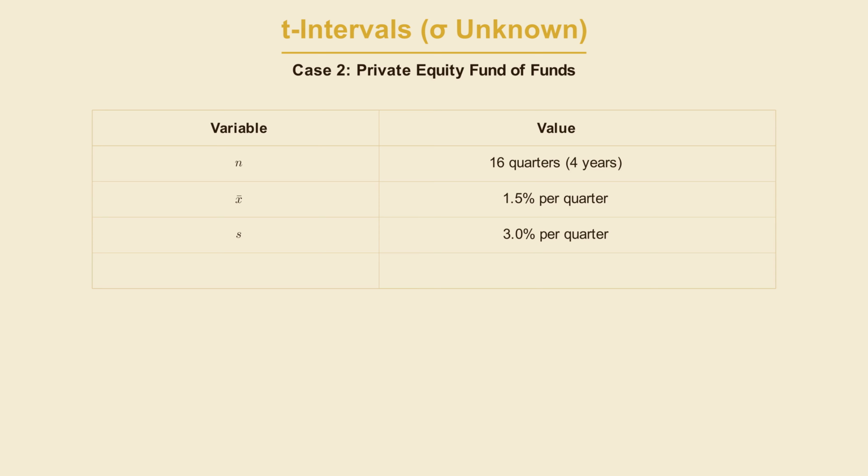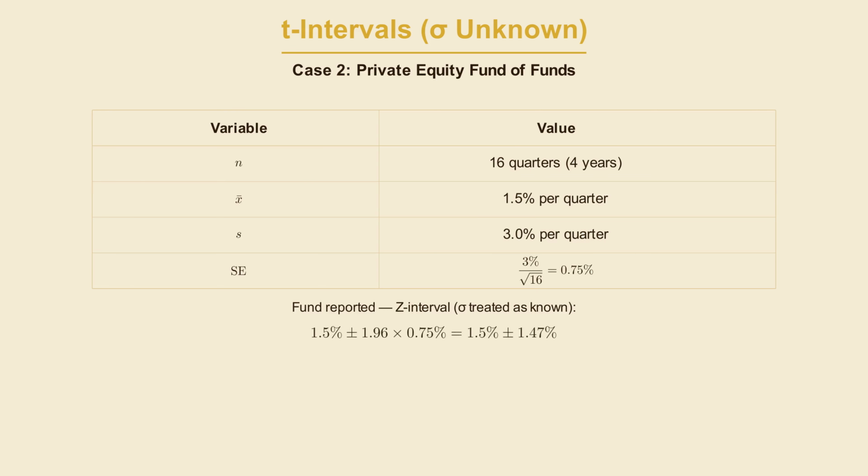Here is what the fund of funds actually reported. It computed a z-interval, plugging s into the formula as though it were sigma. So the standard error ends up being the 3% divided by the square root of 16, or 3% divided by 4, giving us 0.75% exactly. The z-interval, 1.5% plus or minus 1.96 times 0.75%, that's 1.5% plus or minus 1.47%, gives us an interval that runs from 0.03 up to 2.97%. The lower bound here is positive, even if only barely. So the fund reported that it confirmed positive expected quarterly returns at 95% confidence.